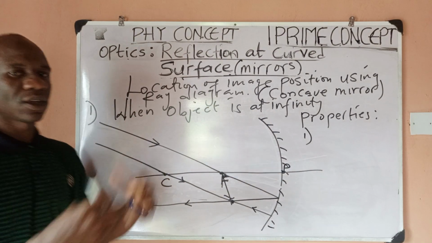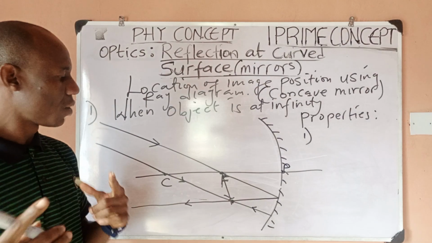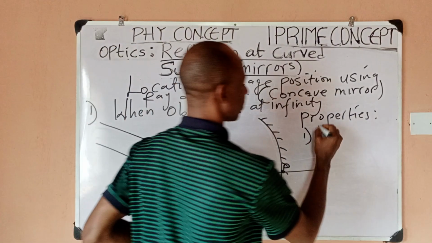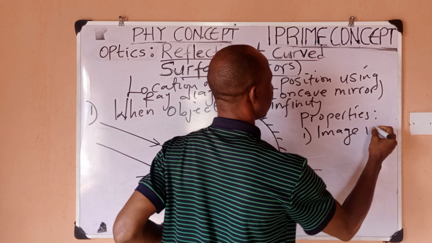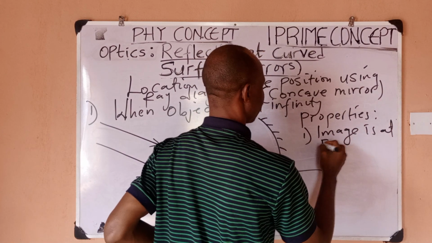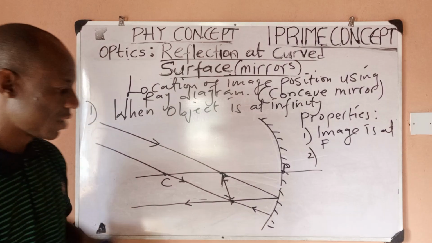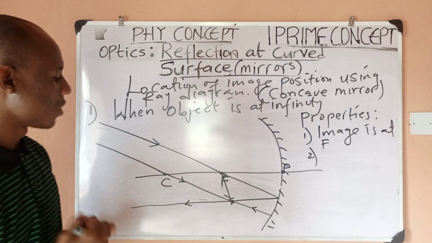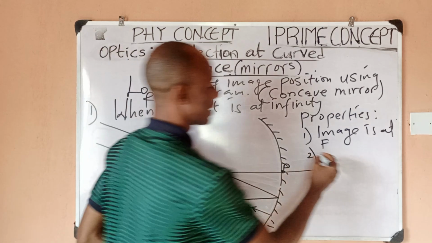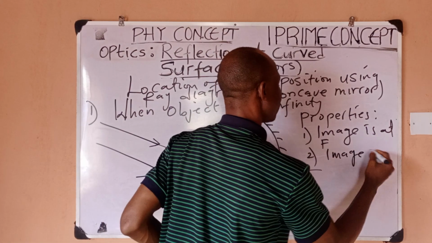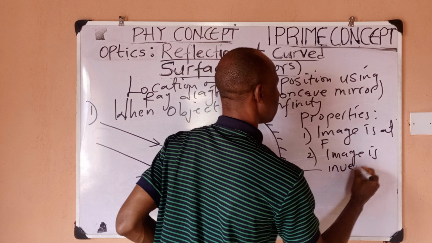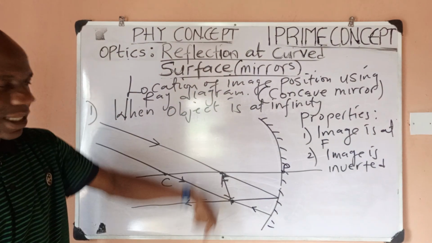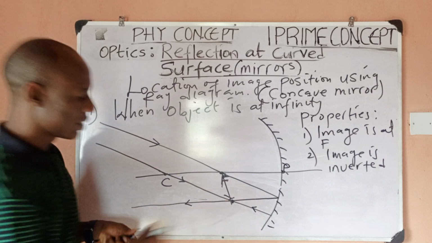What are the properties, or what is the nature of the image? Now, number one thing you should know about the image is that the image is at F. The image is formed at the focal point. That is where the image is formed. Now, number two thing you should know is that the image is inverted. The image is what? Is inverted. You can obviously see it's down, it's facing down, so it's inverted.